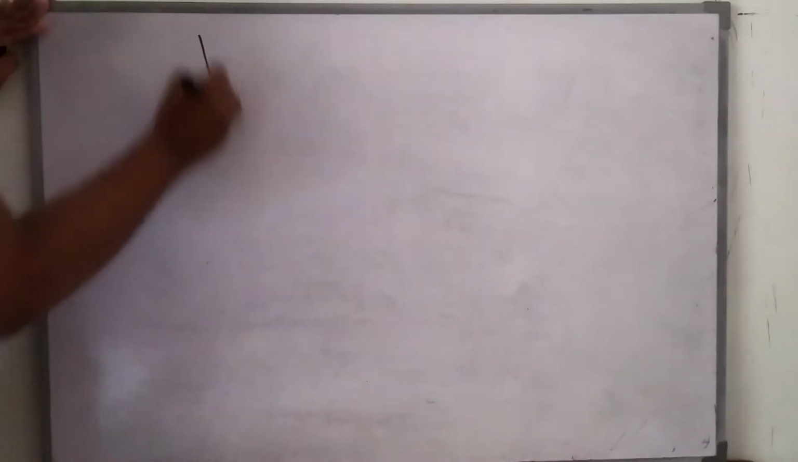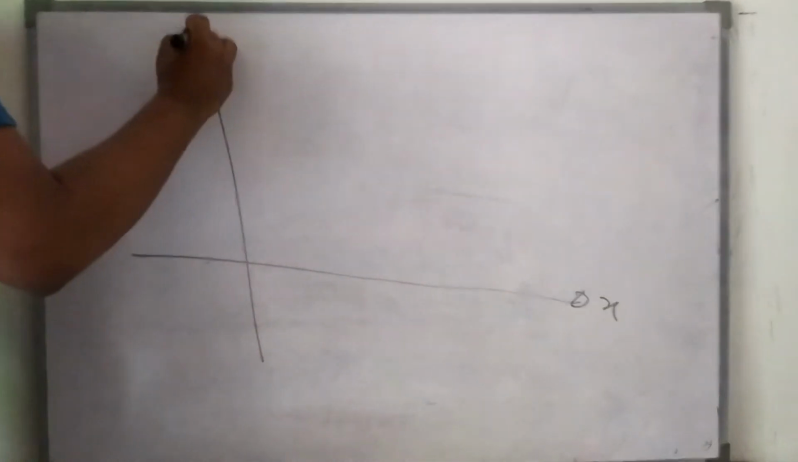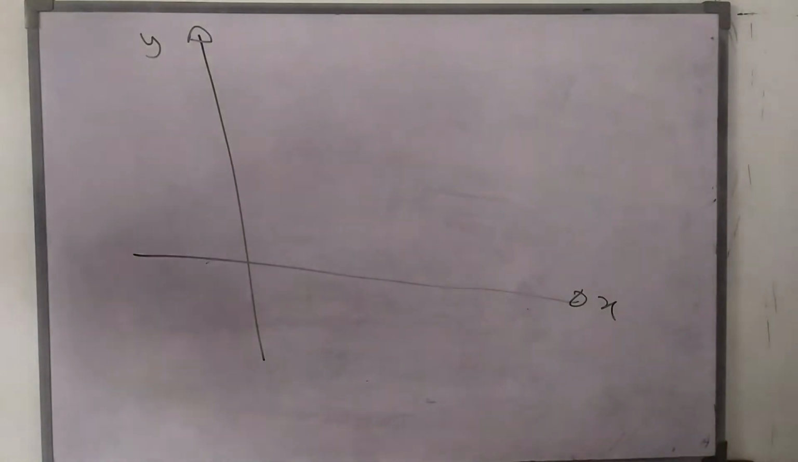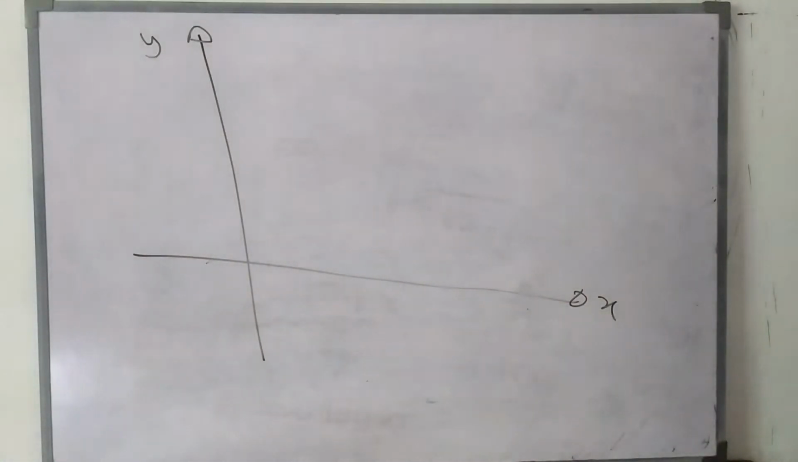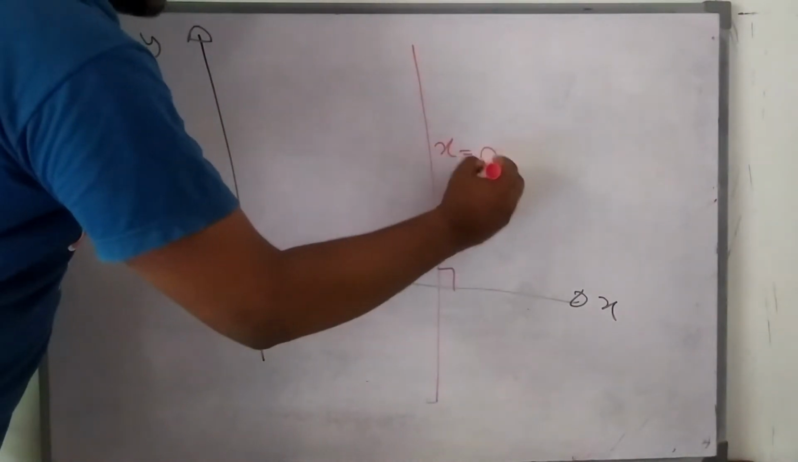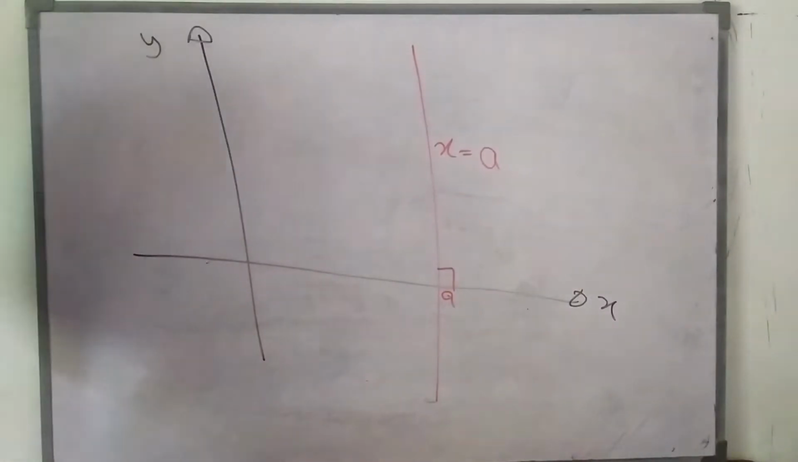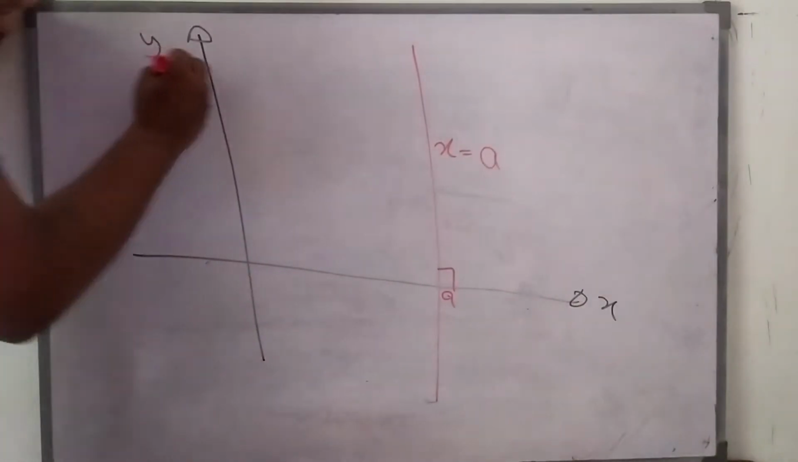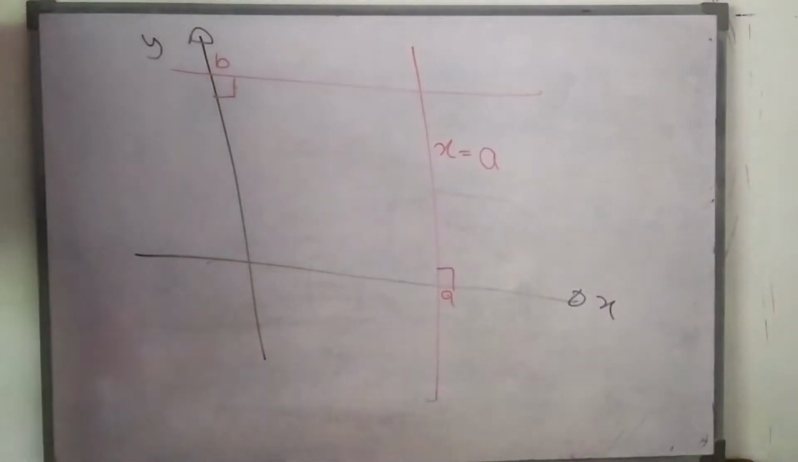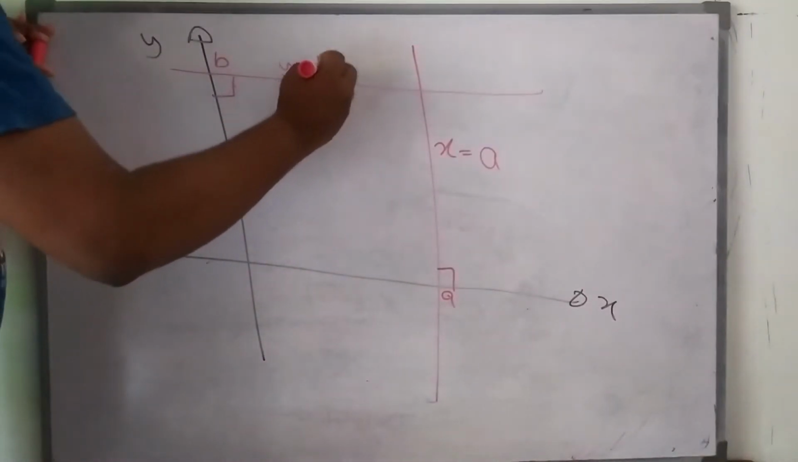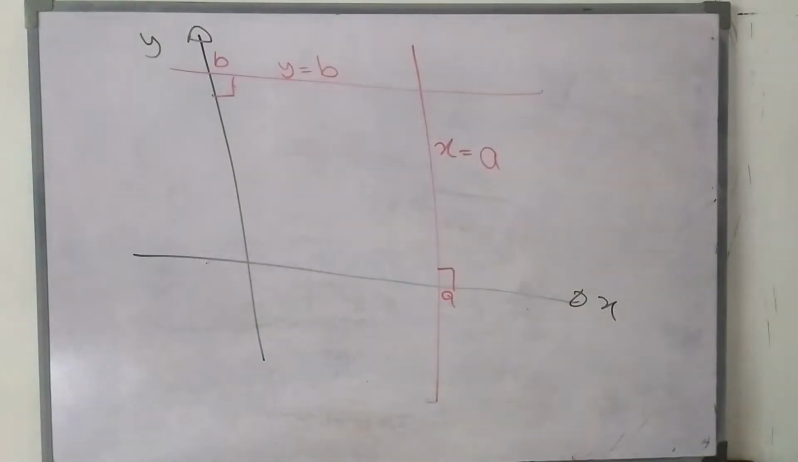This is my Cartesian coordinate plane, with the x-axis and y-axis. We have several straight lines in this plane. One type of straight line is x equal a: if the x coordinate is a, then the line equation is x equal a. Another passes through the point b on the y-axis, perpendicular to the y-axis, and then it will be y equal b. This is the second type of straight line.